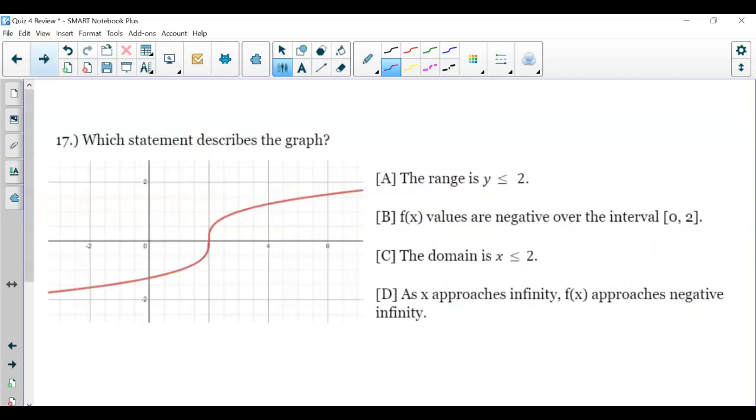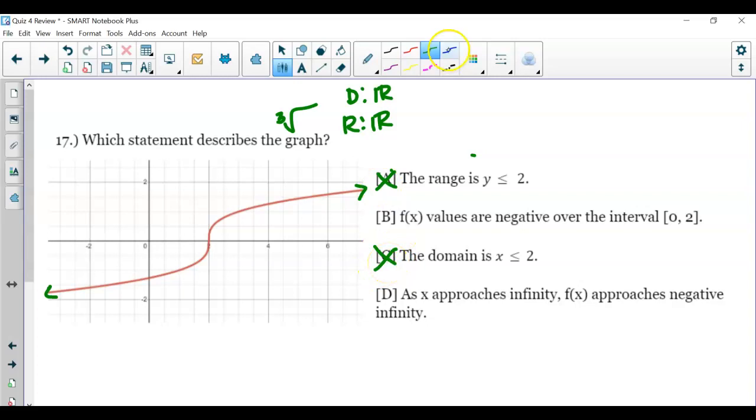And question 17, going back to our cubed root function. Notice here how we have the shape going on and on in both directions. So this is our cubed root function, which means for the domain and range, because we're going on and on in both directions, left and right and up and down, both the domain and range are all reals. So if we're looking for the true statement, I'm going to cross off A and C.